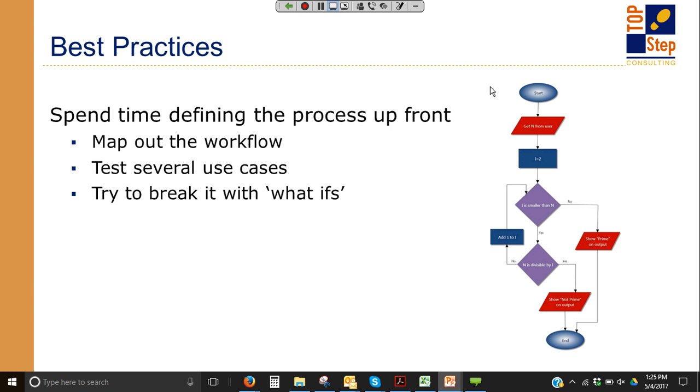So think about the processes that you want to work up front, the goals that you want to meet, and the test cases to make sure that you have thought about all the different scenarios and values that could be coming through that could potentially be impacting how the integration works.